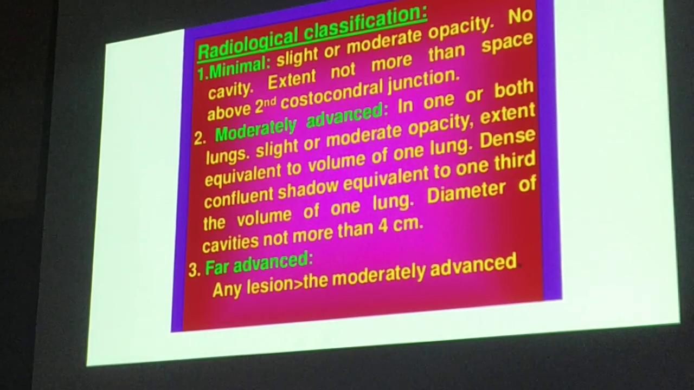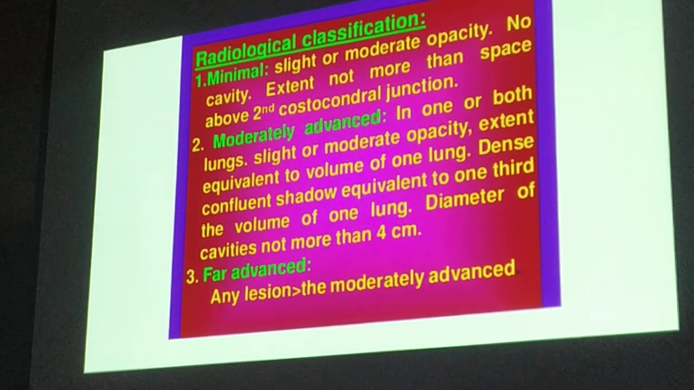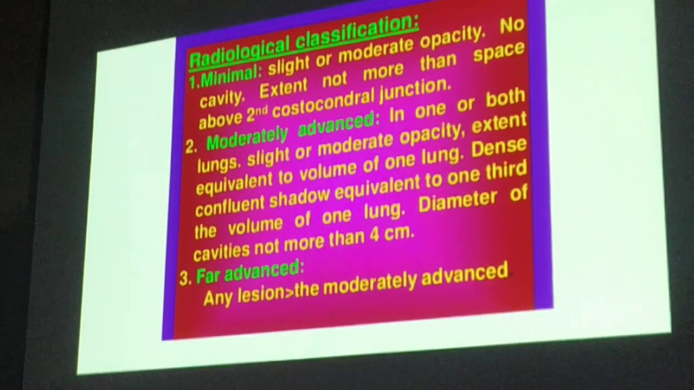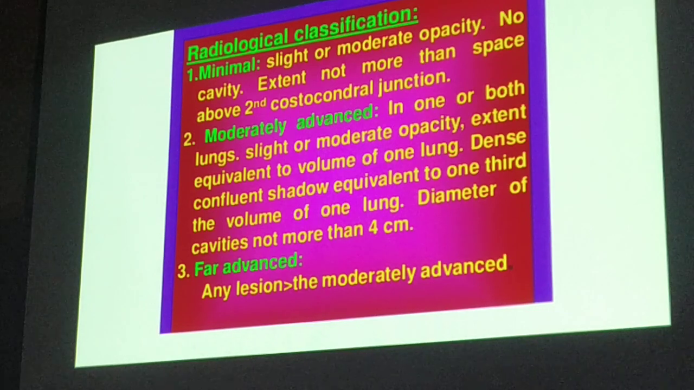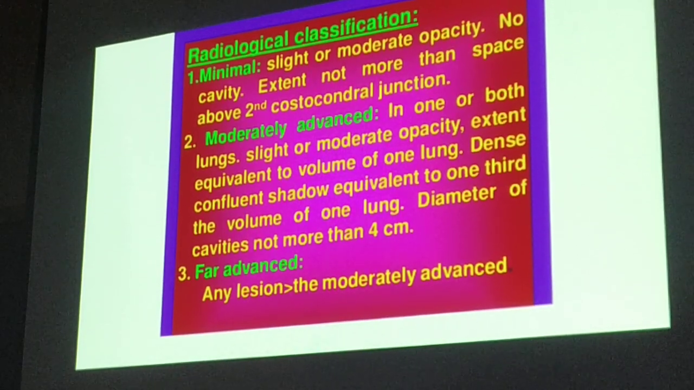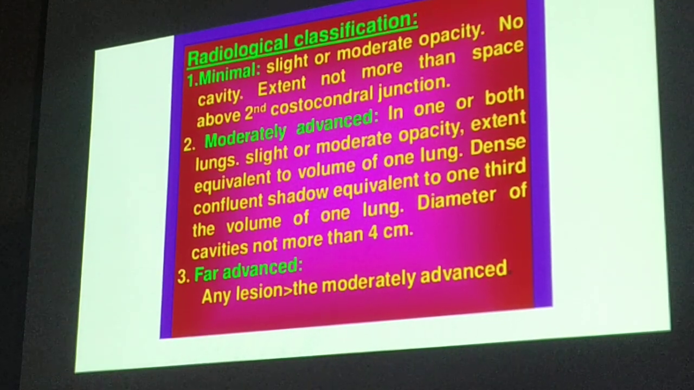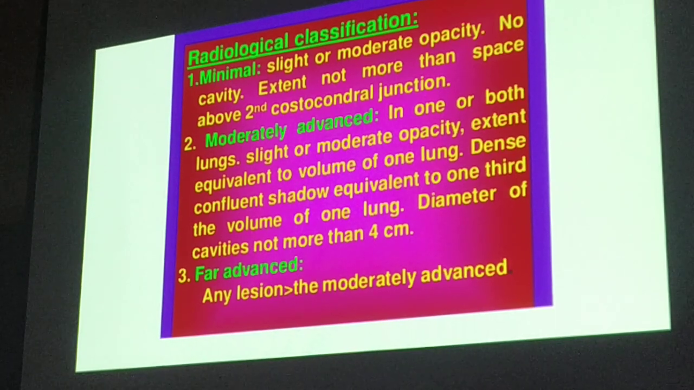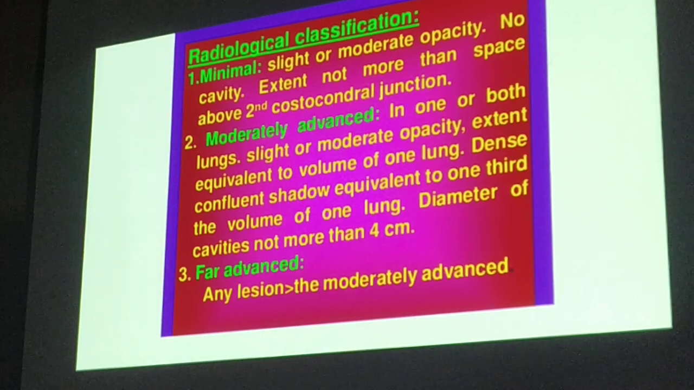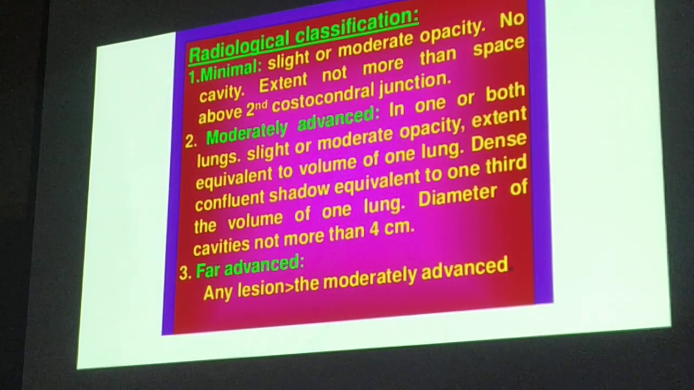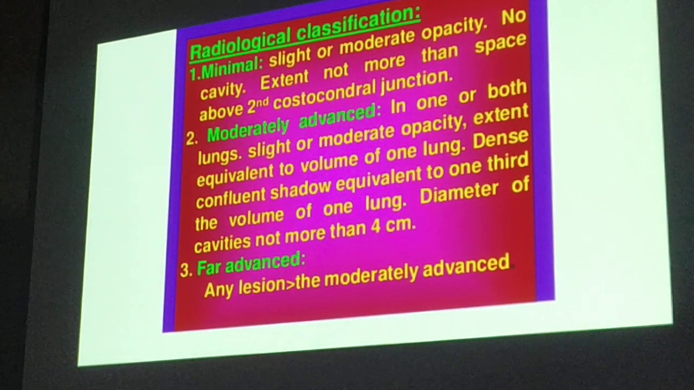Since you're only a student, all I want you to remember, if you see a cavity, please just write there, PTB cavitary. Okay? But if you have a ruler, you can always measure that. If it's less than 4 cm, that is moderately advanced. If it's more than 4 cm, that is far advanced. So, the safest thing to do is, once you see a cavity, just indicate PTB cavitary. Okay, that will be accepted.